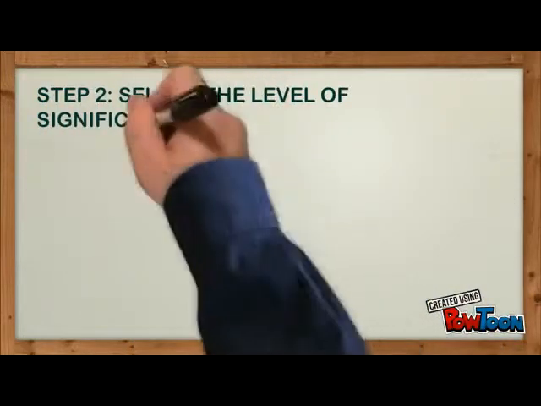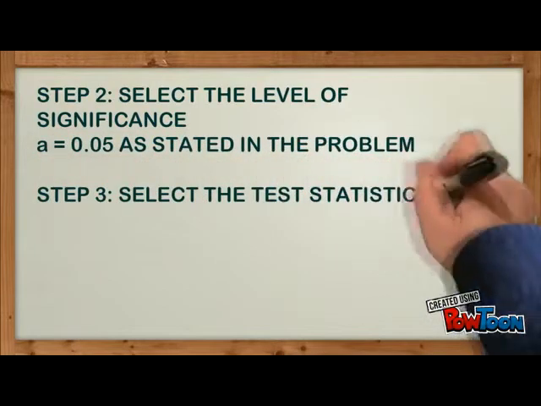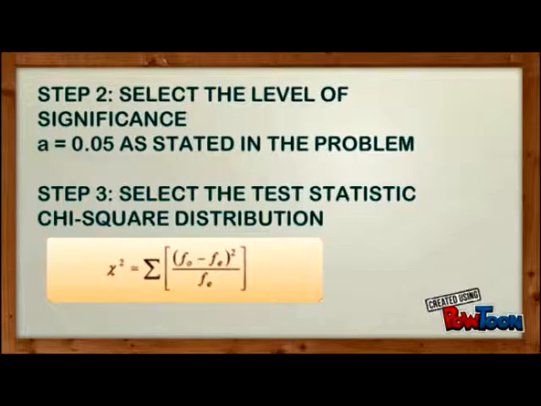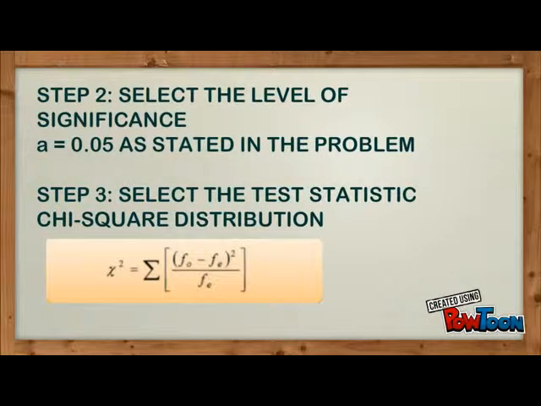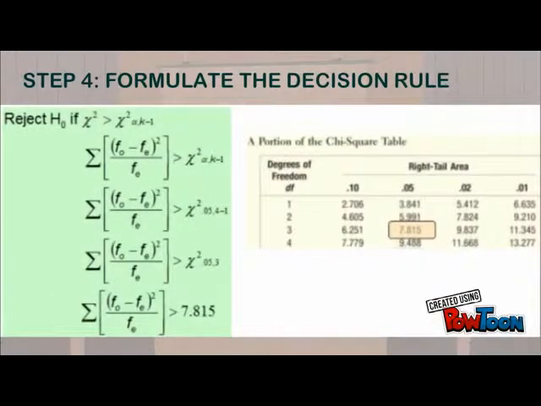Second step is the significance level equal to 0.05 as stated in the problem. The third step is to select the test statistic, the chi-square distribution. Calculate chi-square using the formula. Step 4. Formulate the decision rules.